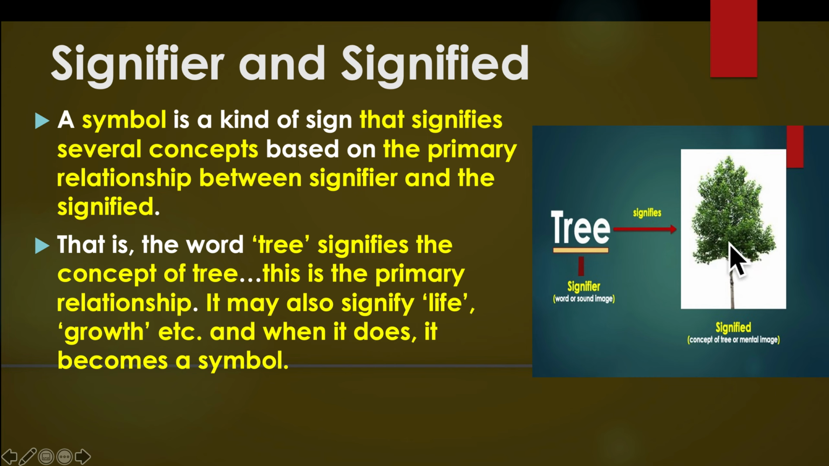If the word tree is used in many different ways and different contexts, in some context the word tree may mean life, may mean growth, may mean many other things. In that case, it becomes a symbol. Like if I say the tree of life is fading. What does it mean? It means that the growth of life is fading, coming to an end. Here it does not mean a sign, it is a symbol. When a sign is used, it gives you direct information, it is precise. A symbol carries layers and layers of meanings.